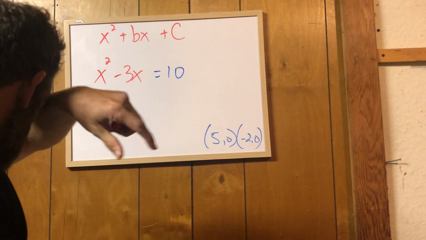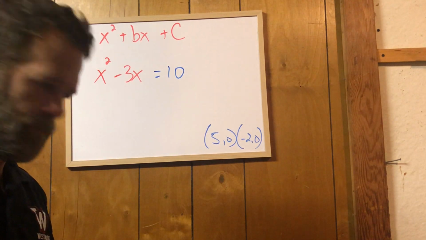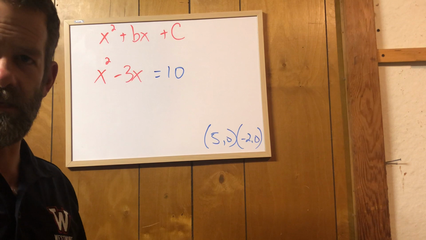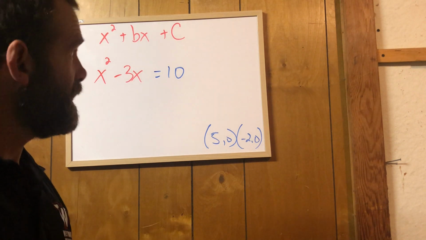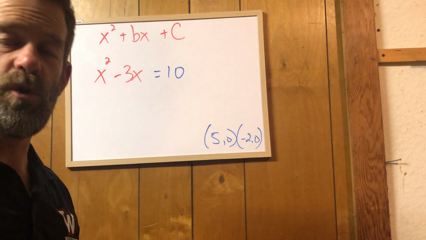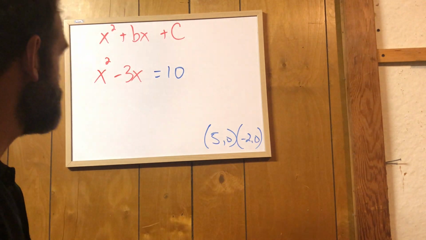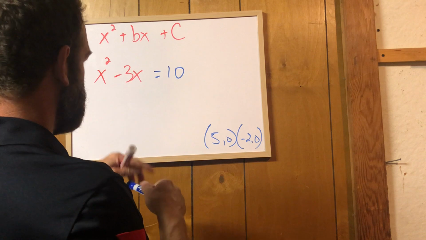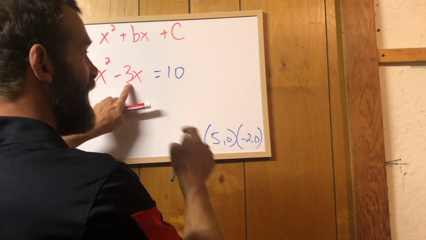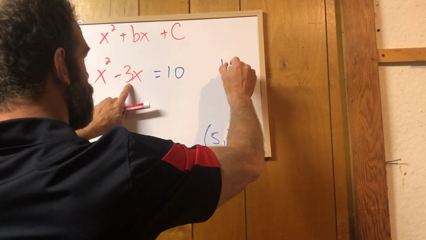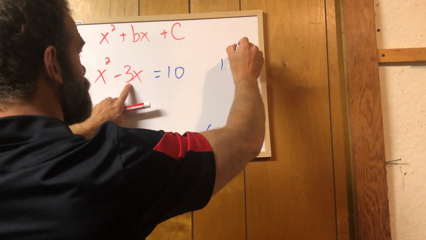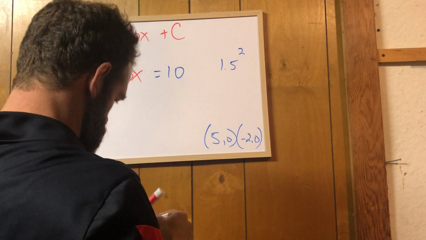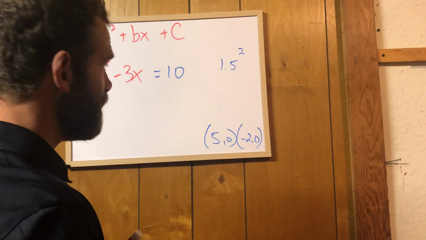Now my second step, this is the weird part from last year. You take half of your b, square it, and add it to both sides. So my b is negative 3. I'm going to take half of negative 3, which is 1.5, and square it, and I'm going to add that to both sides.